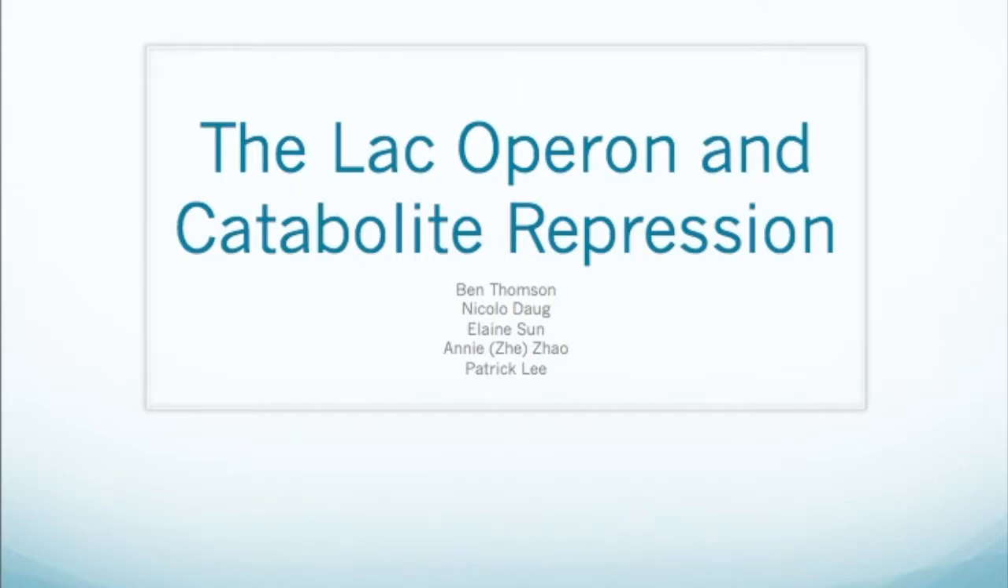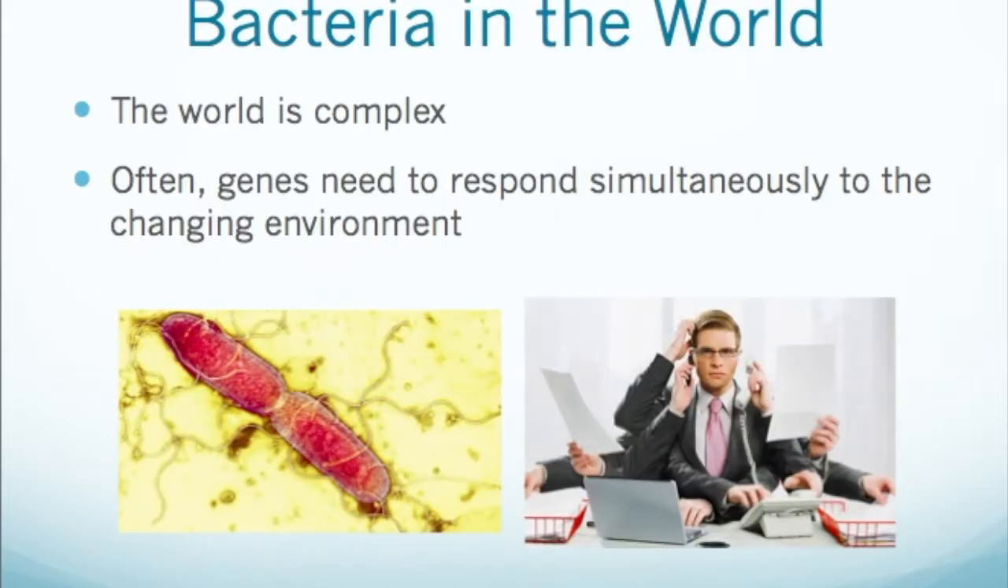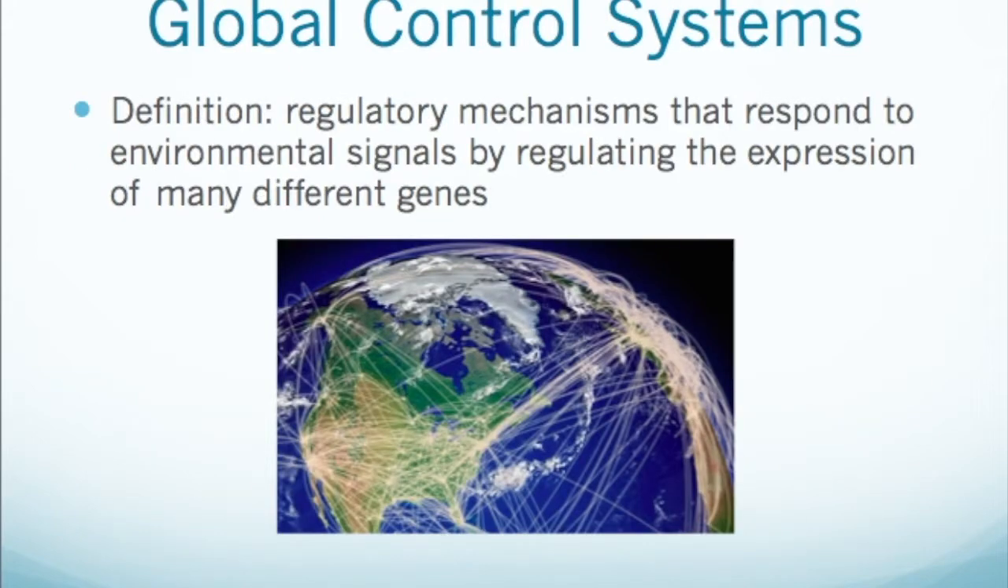Hello everyone, and for this video we will be teaching about the lac operon and catabolite repression. Since the world is a complex place, bacteria often find themselves in environments that have a variety of substances. They need to respond to these in order to survive. Organisms often need to regulate many unrelated genes simultaneously in response to changes in the environment.